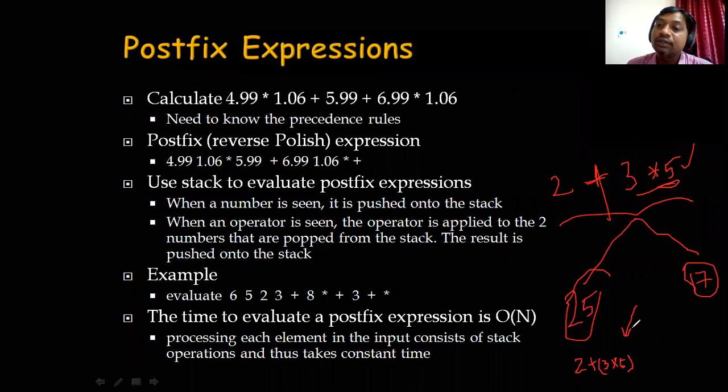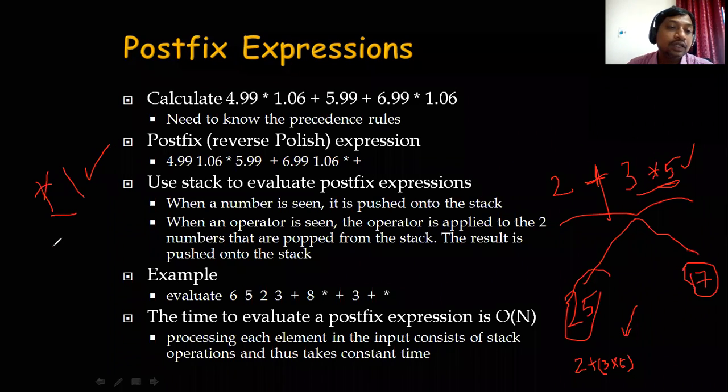So according to the precedence rules, the asterisk and the division operations are the highest precedence operators. Plus and minus are the lowest precedence operators. I'm just talking about these arithmetic operators. There are so many operators, so if you want, you can look at any standard C book. There you can find the operator precedence.